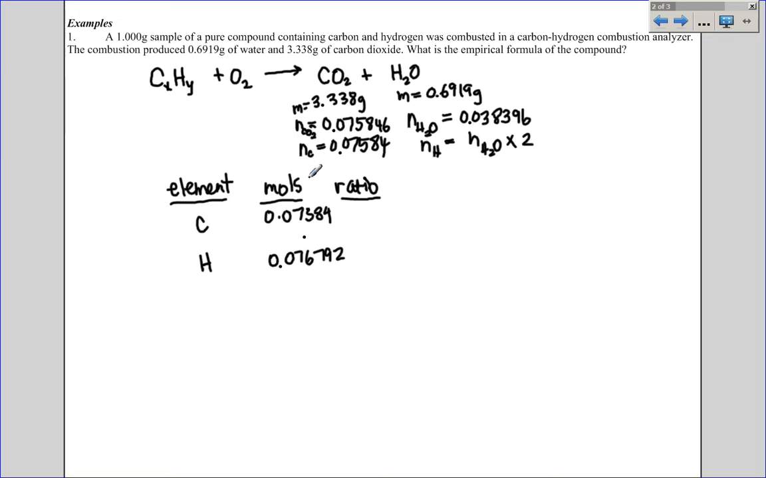So from this data, we have been able to determine the mole ratio between carbon and hydrogen. And as you know, in an empirical formula, the proper form of the ratio is a whole number ratio. So I need to convert this to a whole number ratio by dividing by the smallest of the 2 amounts of moles. In this case, I'm going to divide both of them by 0.075896, and I get a ratio of 1 to 1. Therefore, my empirical formula in this case is CH.